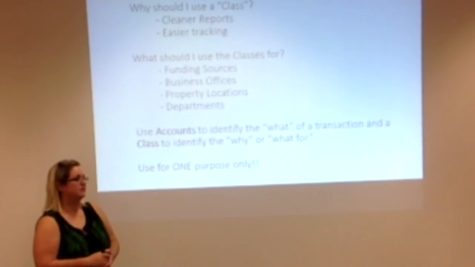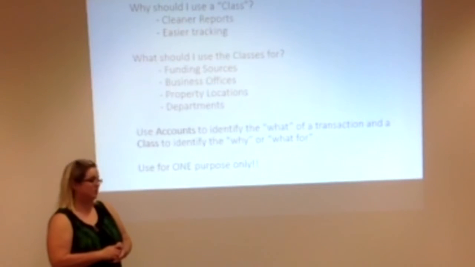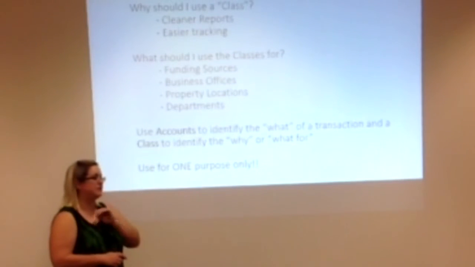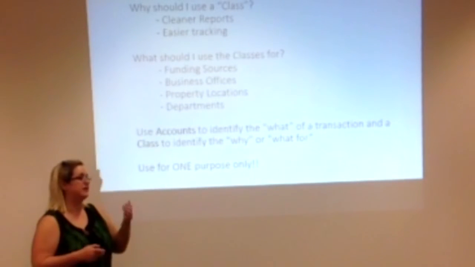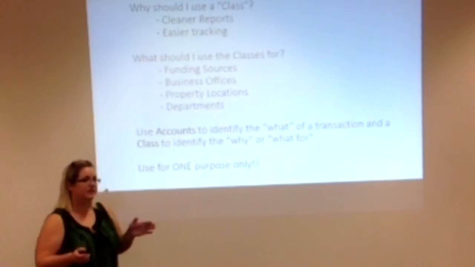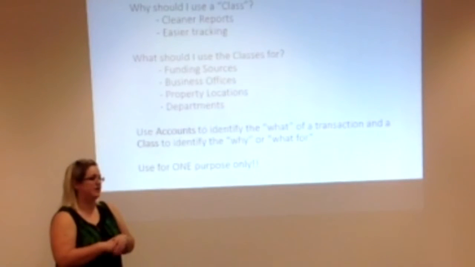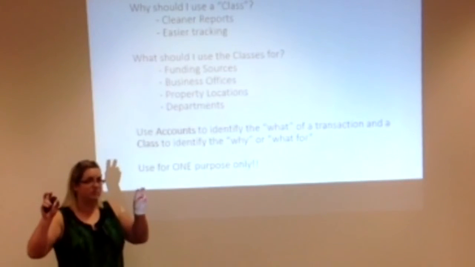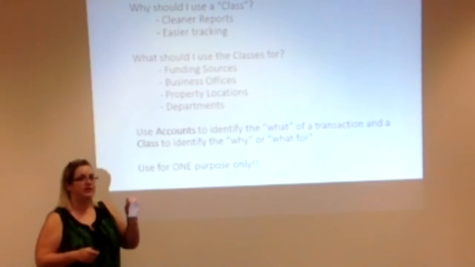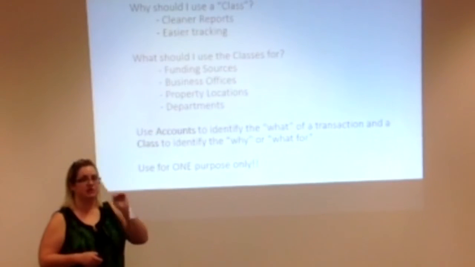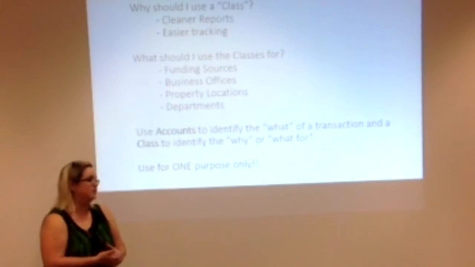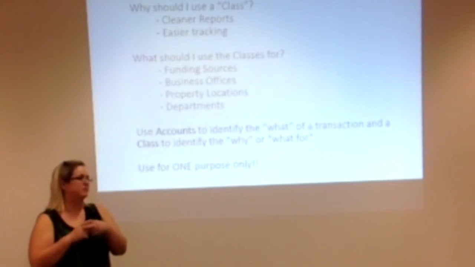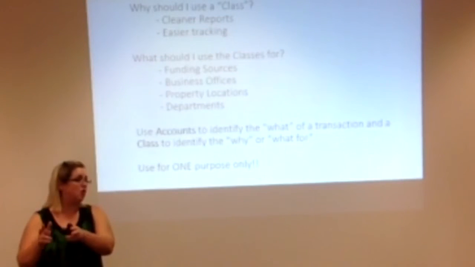Or you could do it by types of property: condominiums, townhouses, single residence. You can make your class whatever you want, and the only person that would normally ever see it is you. It doesn't have any effect on your tax return, or on any of the normal reports that you run. Only if you're running a report by class are you going to see this. So yes, you can do it if you have townhouses versus condominiums versus single homes.